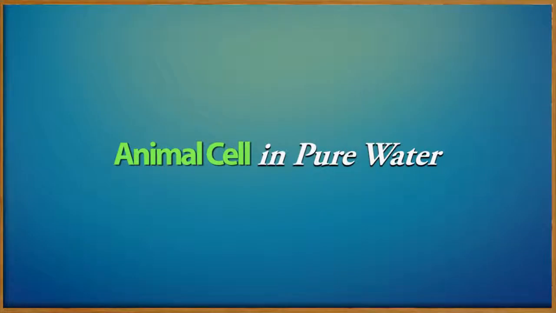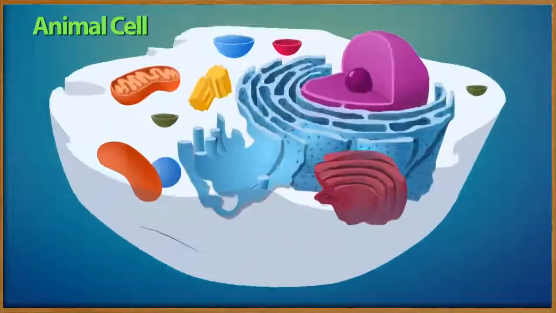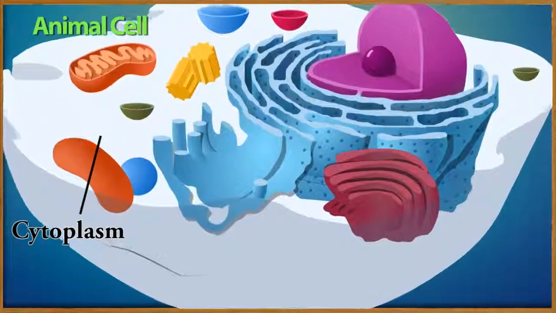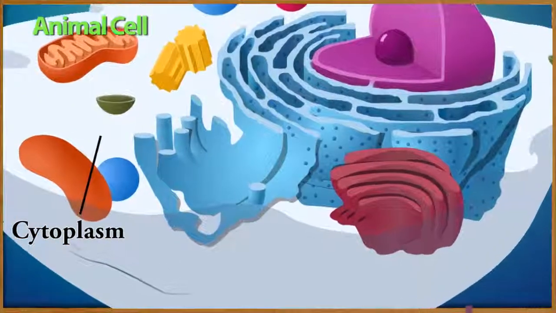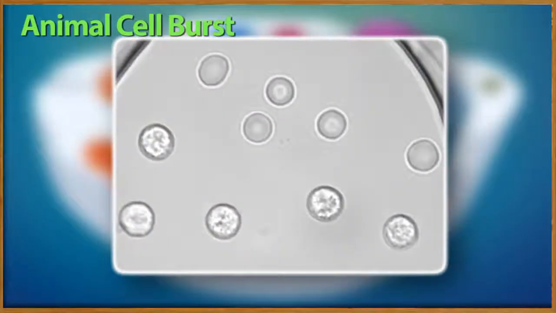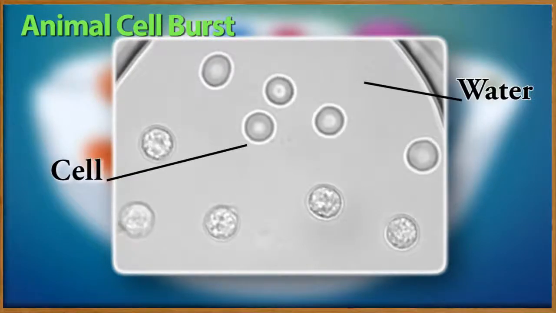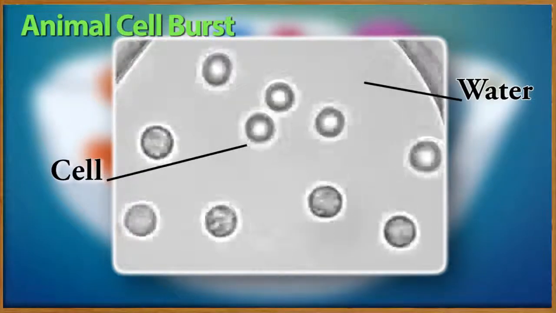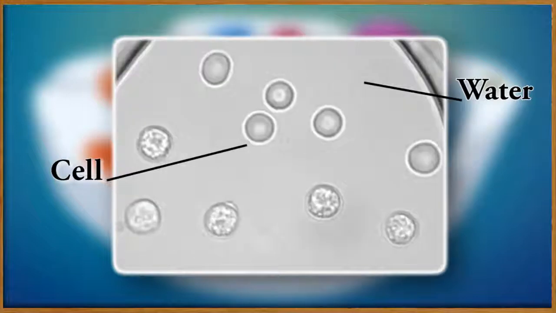Animal cell in pure water. The cytoplasm inside the cell is a fairly concentrated solution. The proteins and other substances dissolved inside are too big to get through the cell membrane. The water molecules though can get through, so they diffuse from the dilute solution to the concentrated solution.